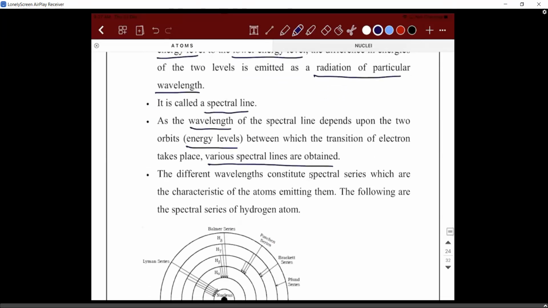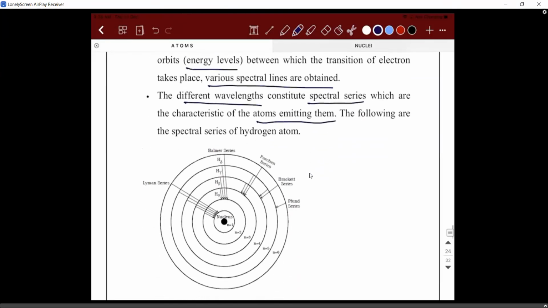Right. So why are there different wavelengths? Because the transition can take place between the fourth and the first orbit, fourth and the second orbit, fourth and the third orbit, anything of that. So when these kinds of things are happening, discrete wavelengths are released. The different wavelengths constitute spectral series, which are characteristic of the atoms emitting them. So the following are the spectral series of the hydrogen atom: Lyman series, Balmer series, Paschen, Brackett, and Pfund.